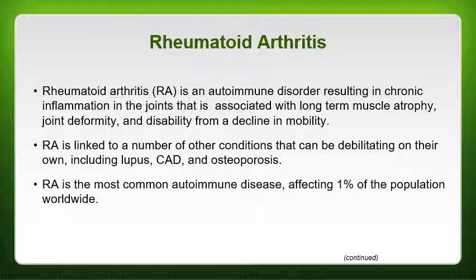Again, there's no cure for this, but the main goal is to control the inflammation, minimize pain, and allow the person to maintain their mobility and function, which is really important. Another classic thing you see with this are lumps that form in the wrists, fingers, and hands, known as rheumatoid nodules, which form from the inflammation that occurs.